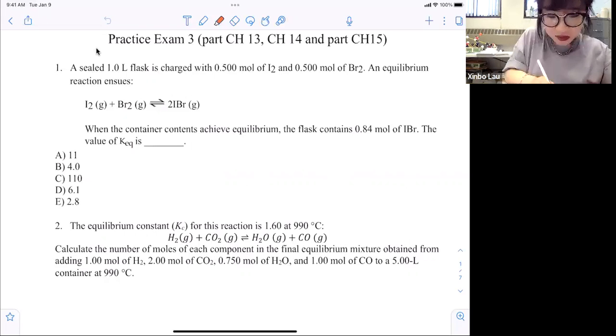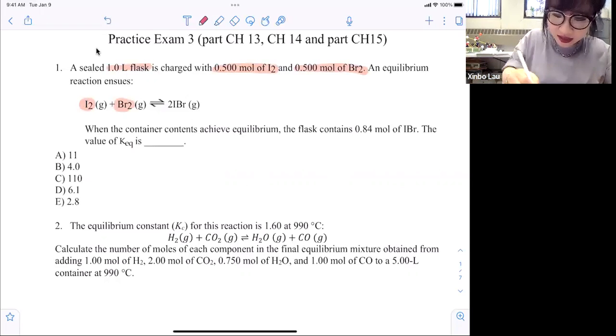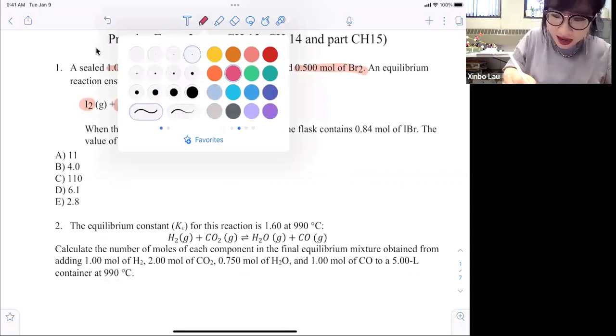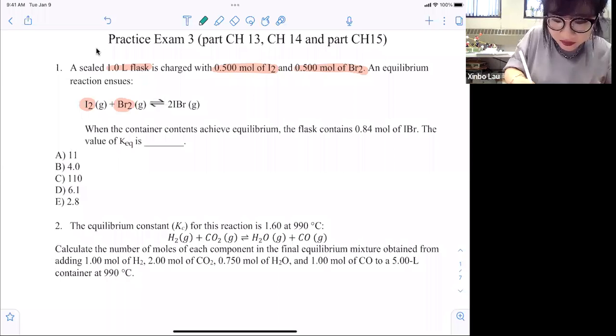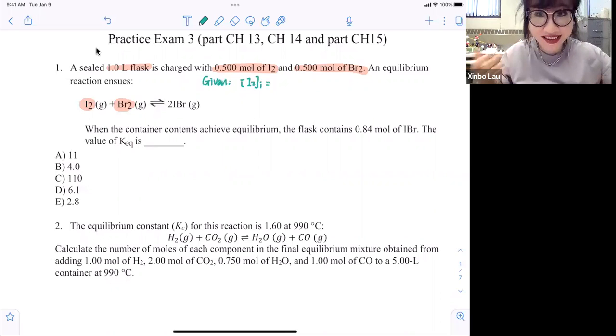When a sealed 1 liter flask is charged with many moles of iodine and 0.5 moles of bromine. As we're reading, those are the information about the reactants. Quickly we start with, this is a good habit, what's given? Given information is that we have iodine, which is the initial charge, you put it in there. So that's what you have initially, and that's how many moles.